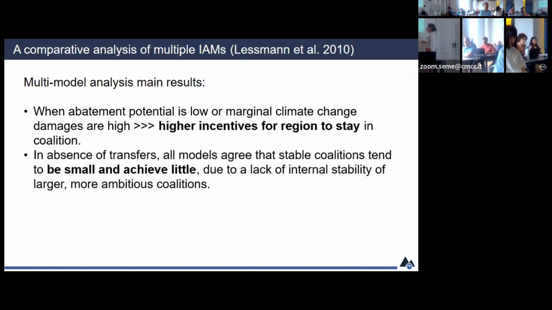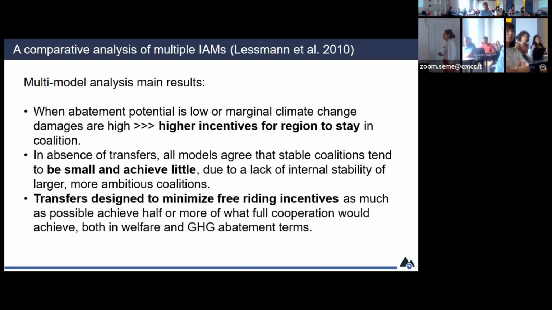In the absence of transfers, all models agree that stable coalitions tend to be small and achieve little. So this was the same result that you had with the theory model, with all the asymmetry, the technical changes, nothing changes. Now if you allow for transfers, and in particular transfers designed to minimize the free riding incentives, within the coalition you imagine that you keep track of what would be the free riding incentive of those countries and you compensate that.